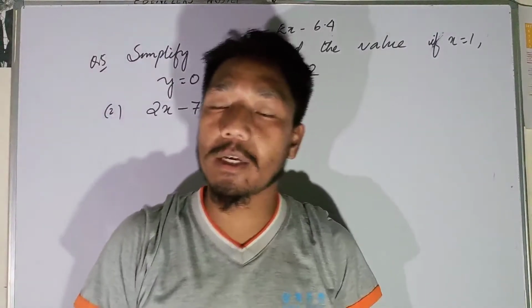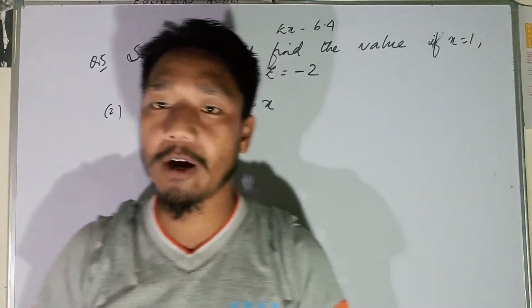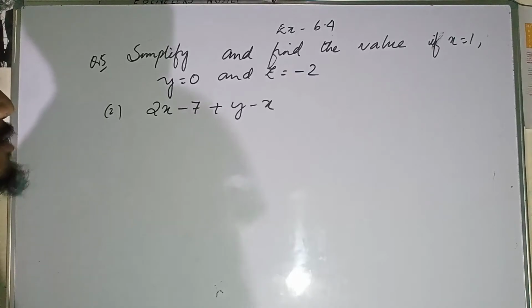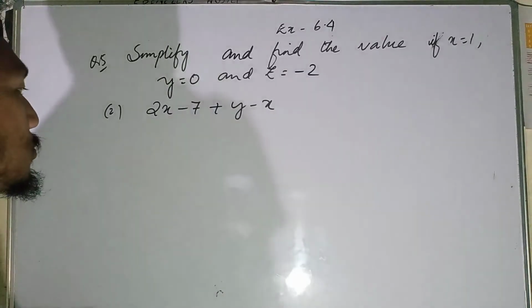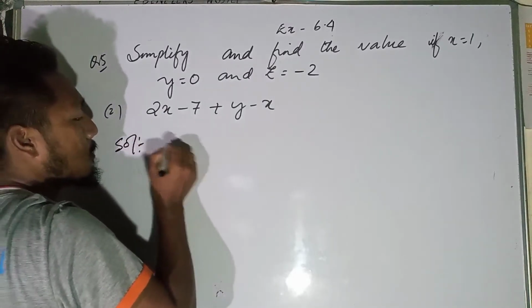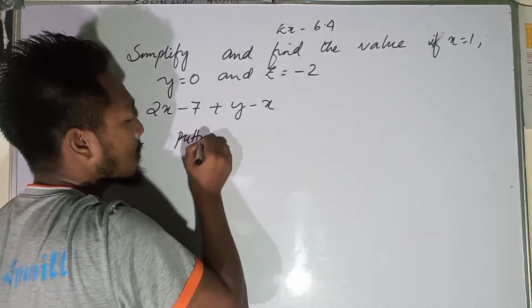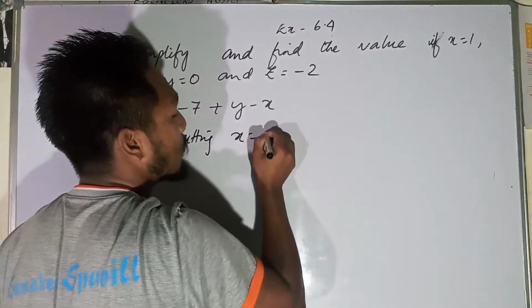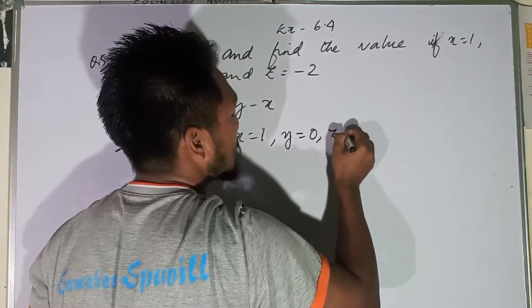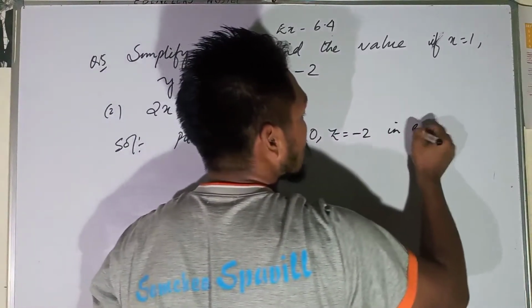So here is our next question, that is question number 5. Okay, simplify and find the values if x is equal to 1, y is equal to 0, and z is equal to minus 2. So wherever x, y, z is there, solutions. Putting x is equal to 1, y is equal to 0, z is equal to minus 2 in the expression.